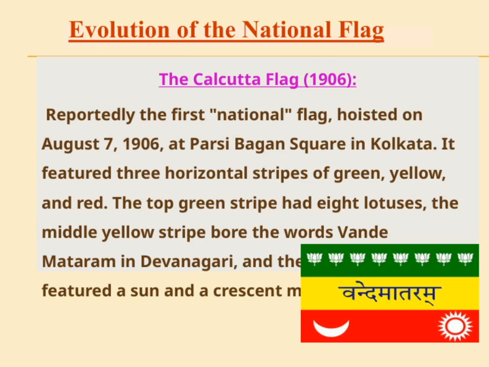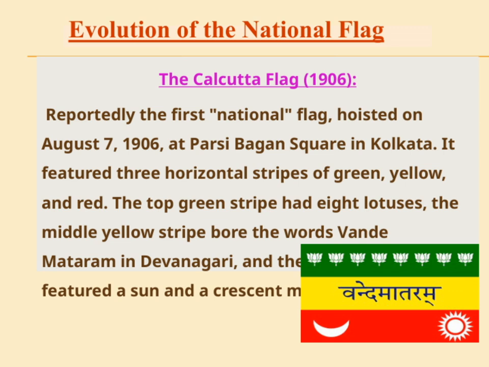Let's take a look at the Calcutta flag from 1906, which is often considered the first national flag of India. It was hoisted on August 7th at Parsi Bagan Square in Kolkata, marking a significant moment in our history. This flag featured 3 horizontal stripes, green at the top, yellow in the middle, and red at the bottom. The green stripe was adorned with 8 lotuses, symbolizing purity and resilience.